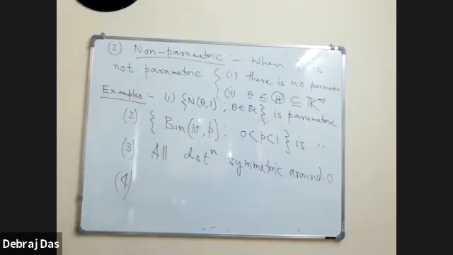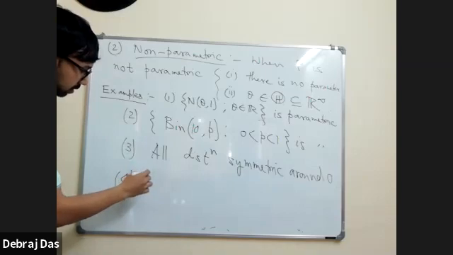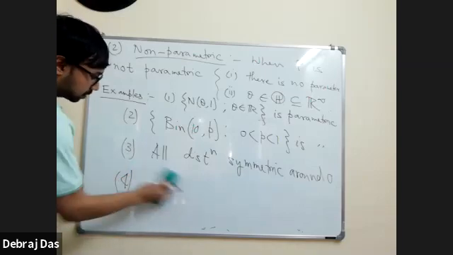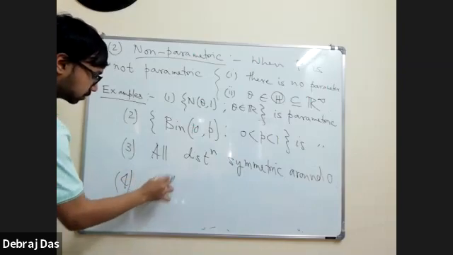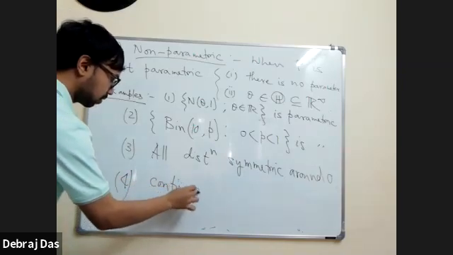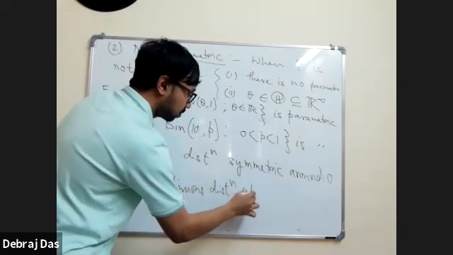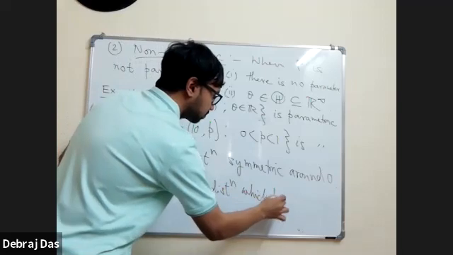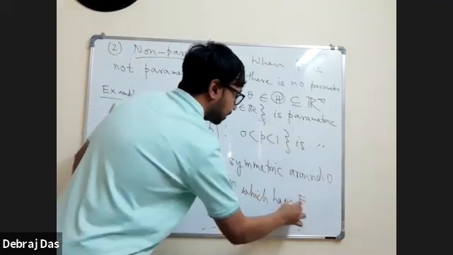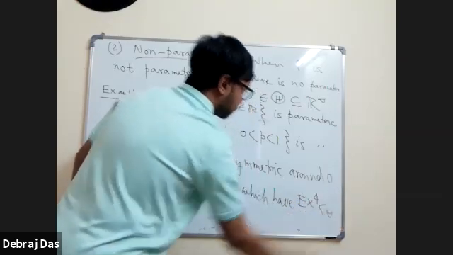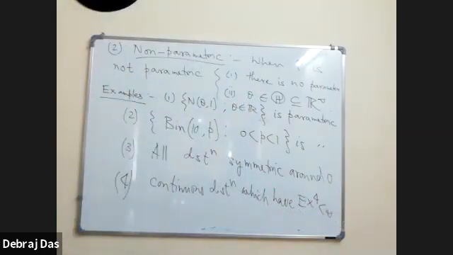Fourth, it's distributions or continuous distributions which have expectation of x to the power of 4 finite. Okay, that means the fourth moment is finite.